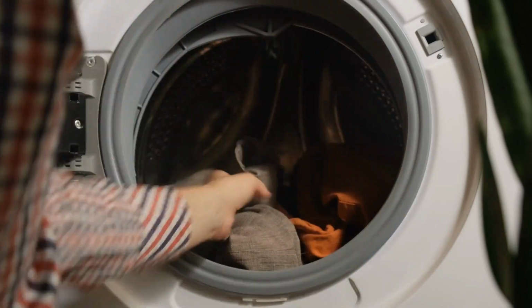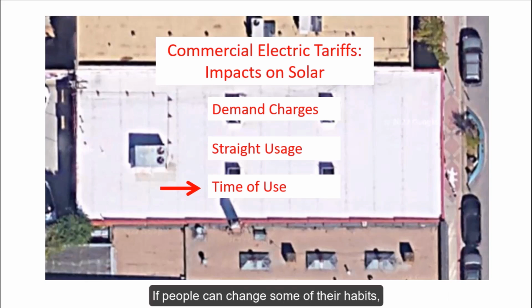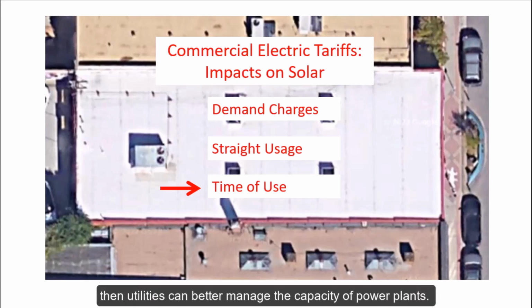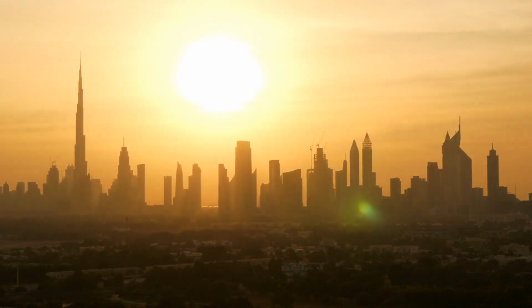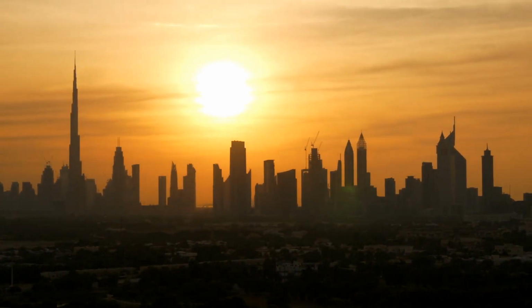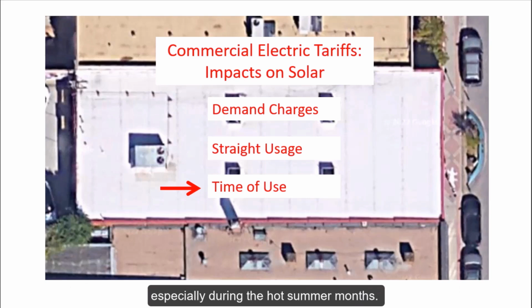during peak times. If people can change some of their habits, then utilities can better manage the capacity of power plants, and that can help reduce the frequency and severity of demand spikes, especially during the hot summer months.